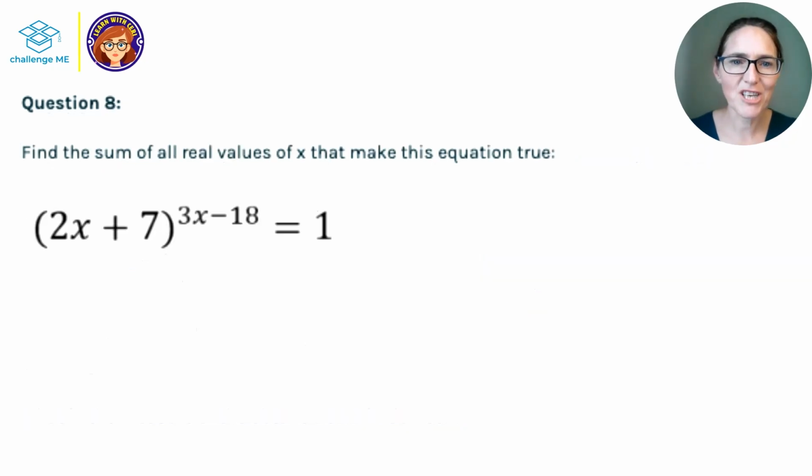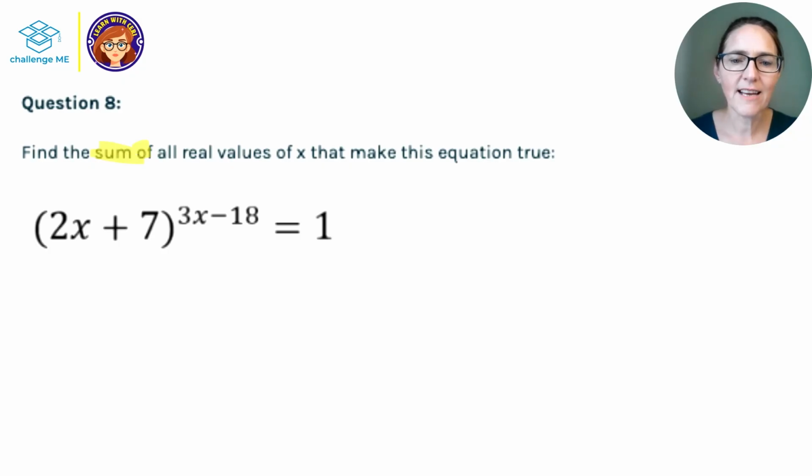Let's have a look at question 8, a bit of algebra again. Find the sum of all real values of x that make this equation true. So we've got a value to a power and it equals 1. We're going to have a few values because it wants us to add them up, the sum of all the real values. So we're going to have a few options here.